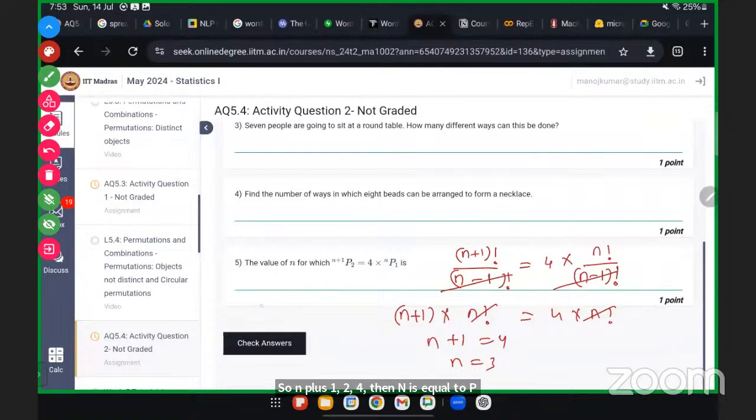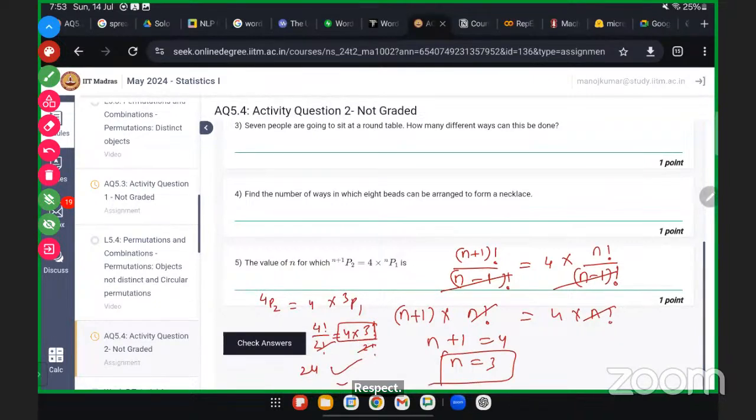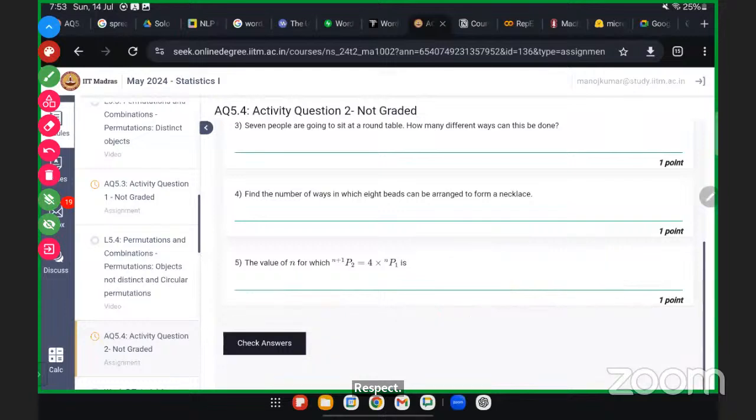You can also check. 4P2 is equal to 4 times 3P1. So 4P2 is 4 factorial divided by 2 factorial, and 3P1 is 3 factorial divided by 2 factorial. So this can go away. 4 factorial is 24, and this is also 24. Okay, n is 3. Got it? Okay, sir. Yes, sir.